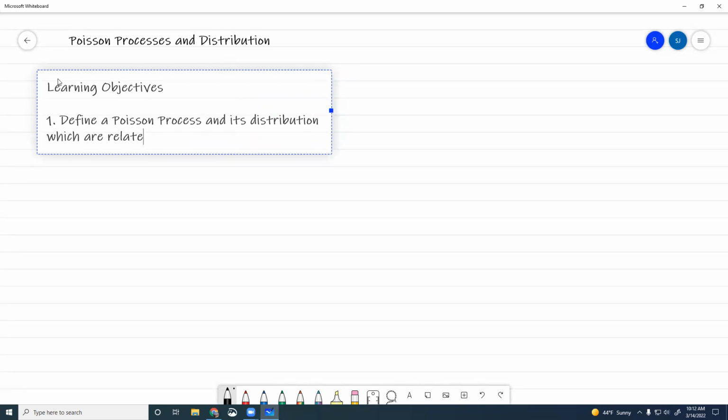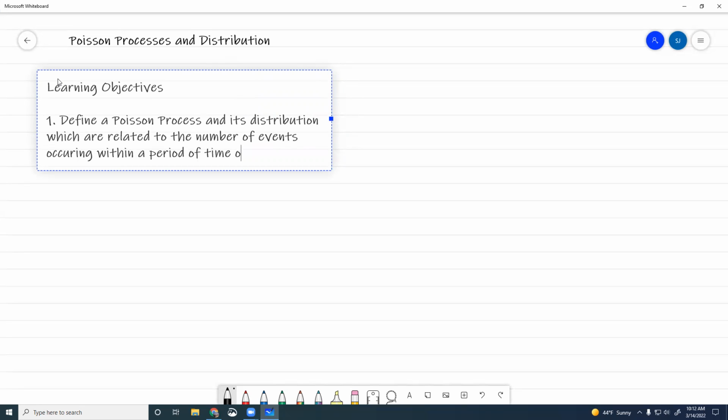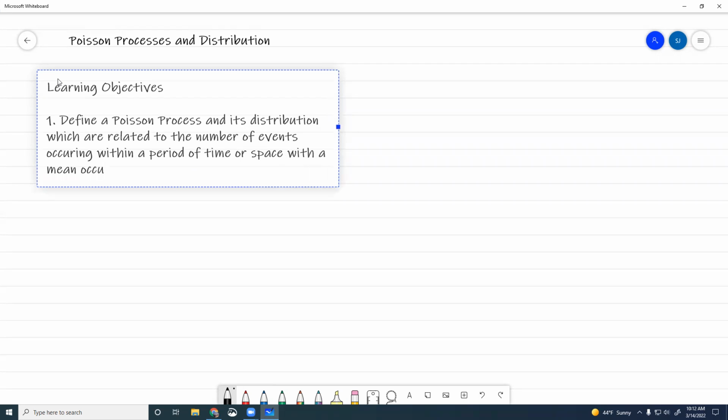Which are related to the number of events occurring within a period of time or space with a mean occurrence rate. We'll dig into that a little bit more.